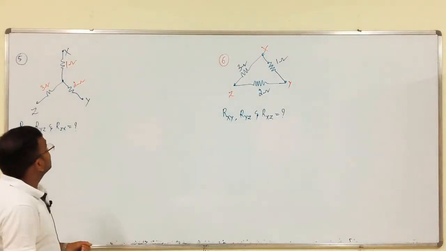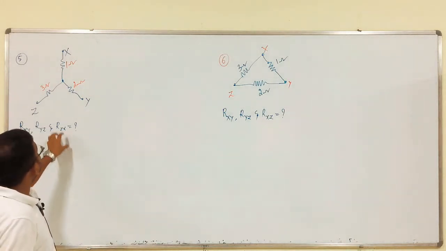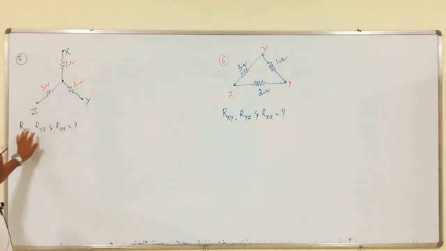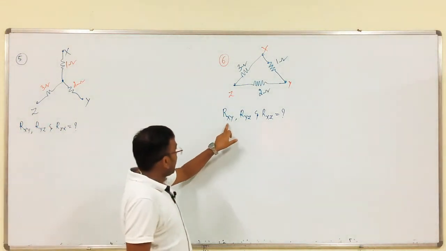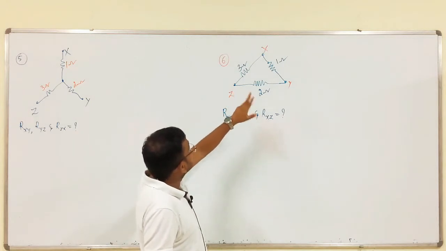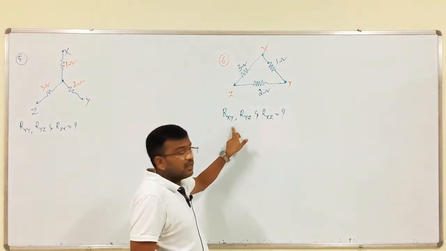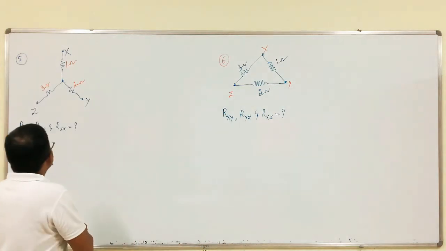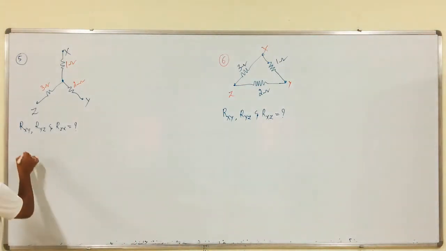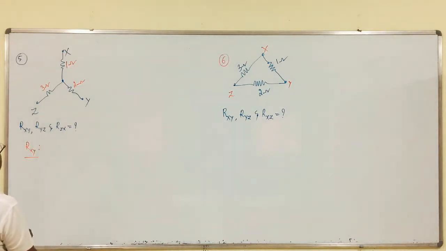Next problem is the fifth one. So, from this circuit we have to calculate the values of Rxy, Ryz, Rzx. In this problem we have to calculate Rxy between terminals x, y, z; we have to calculate Rxy, Ryz, Rxz. So, first to calculate Rxy, what is the circuit?